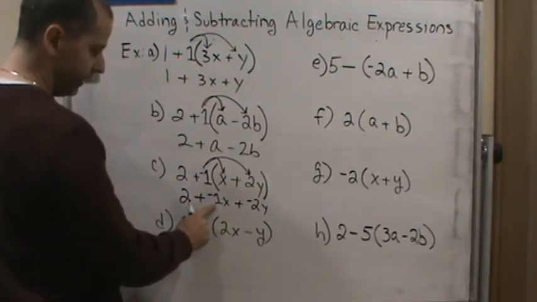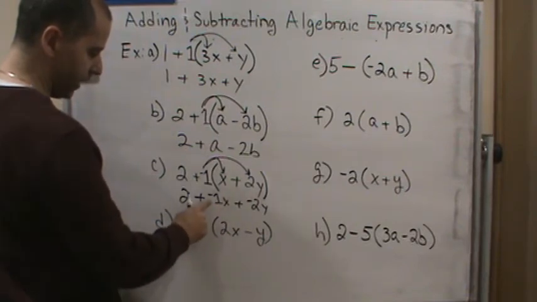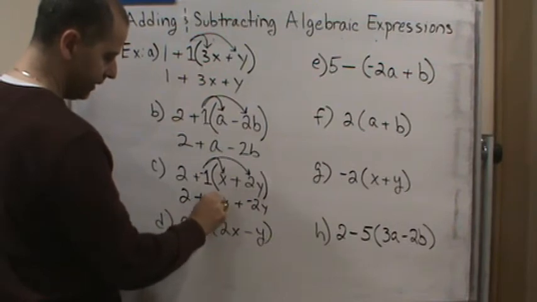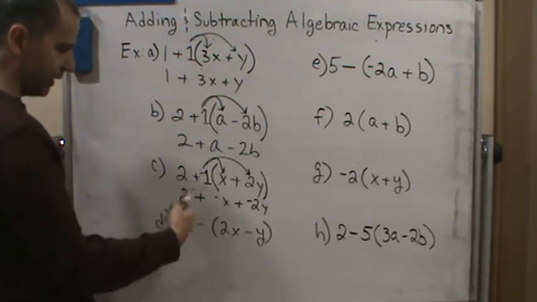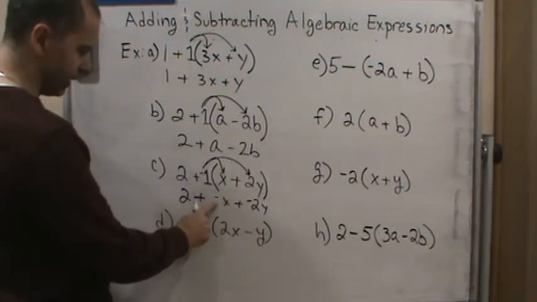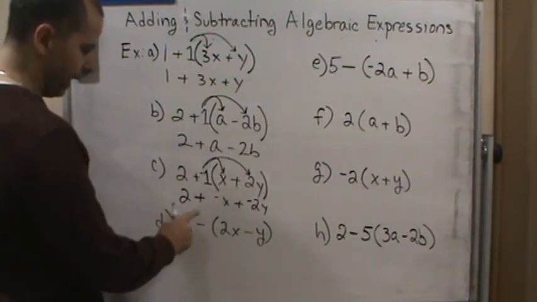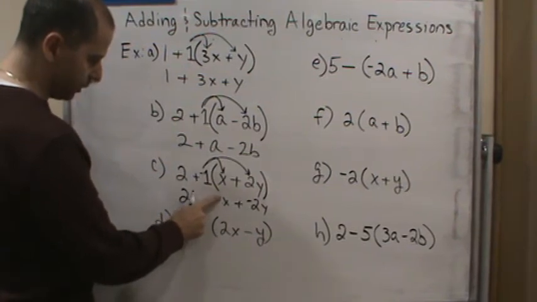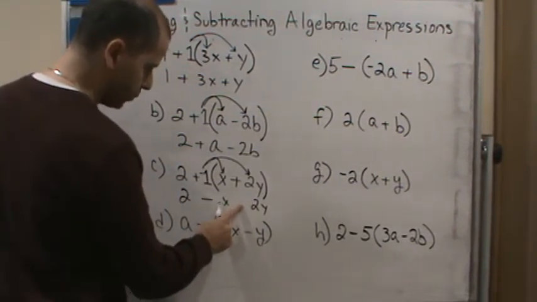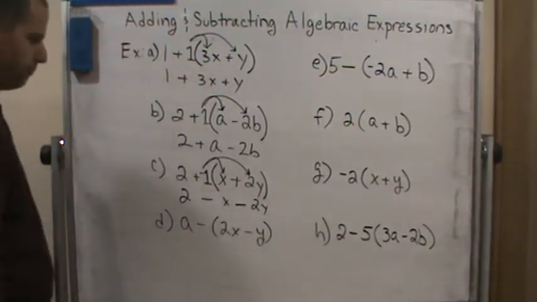Now, the 1 times x is the same as x, so I get a negative x, right? So I can write this as a negative x, because remember, the 1 is implied. 1 times x is still x, so negative x is fine. Now also I could write this as a subtraction too, right? And I can write this one as a subtraction, like that.